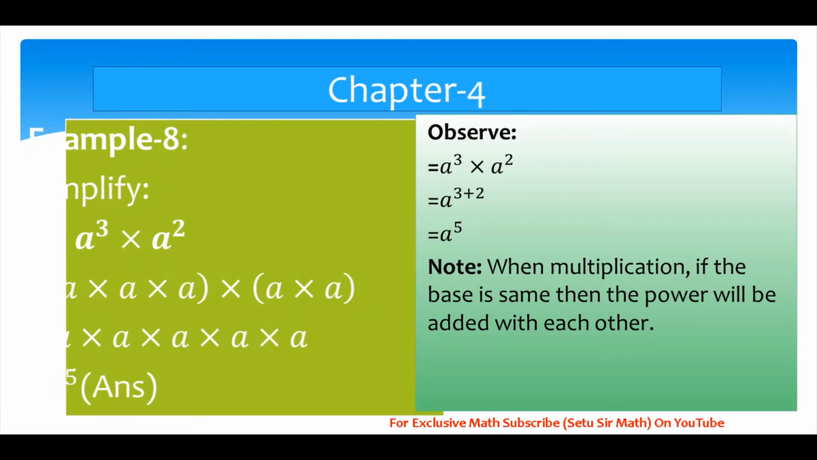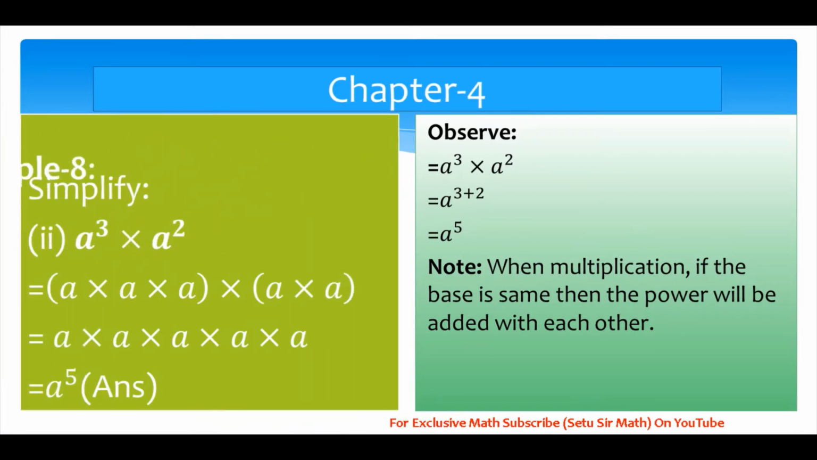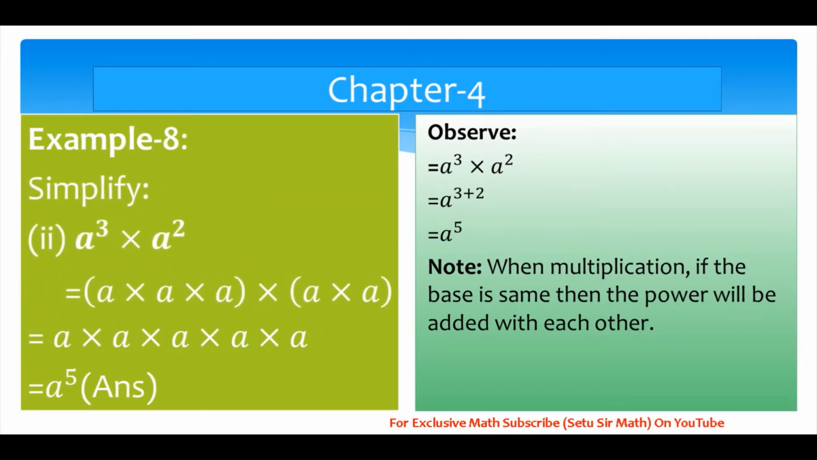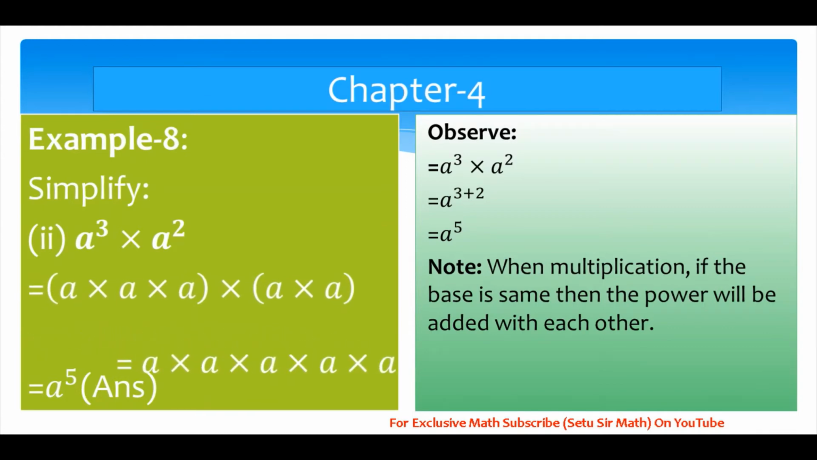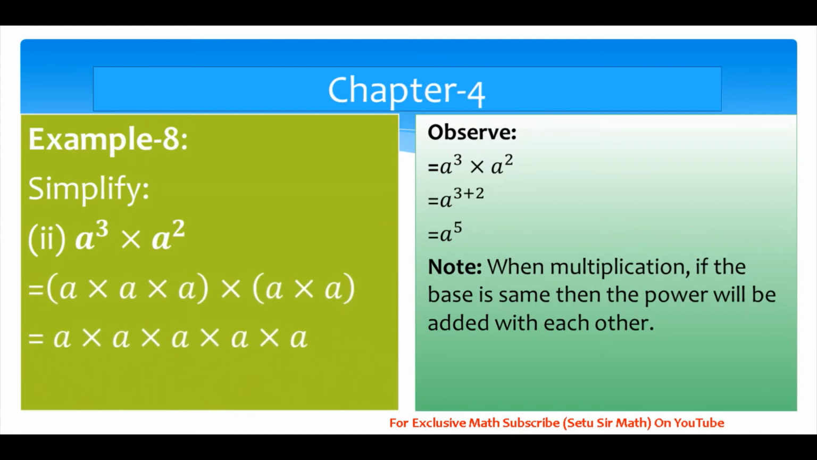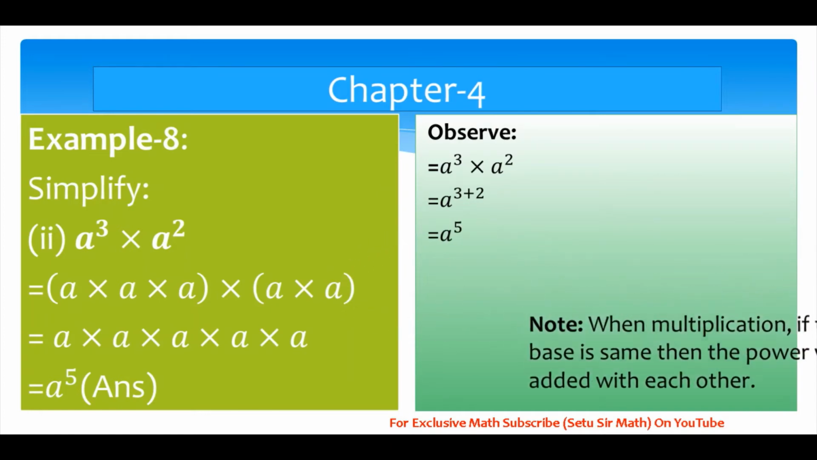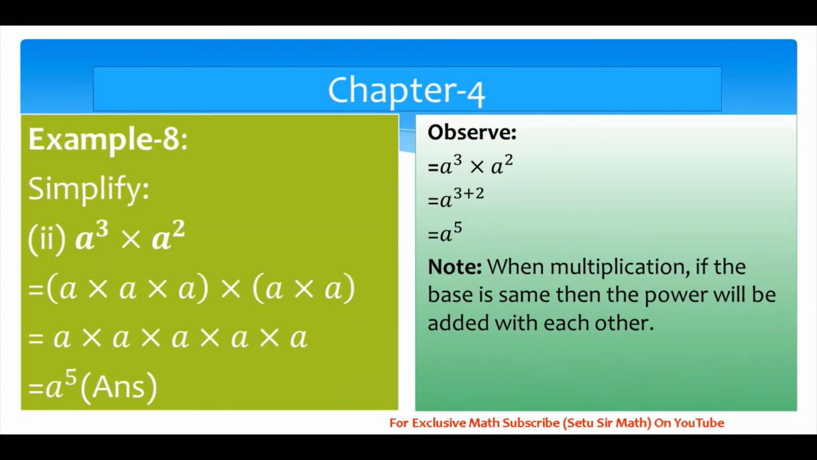Okay, let's see again. Example number 8: simplify this math. A cube multiplied by A square, and if we write it like this, we get A to the power 5, which is our desired answer. Observe, A cube multiplied by A square equals A to the power 3 plus 2, that is, we get A to the power 5. Note: when multiplying, if the base is the same, then the powers will be added to each other.